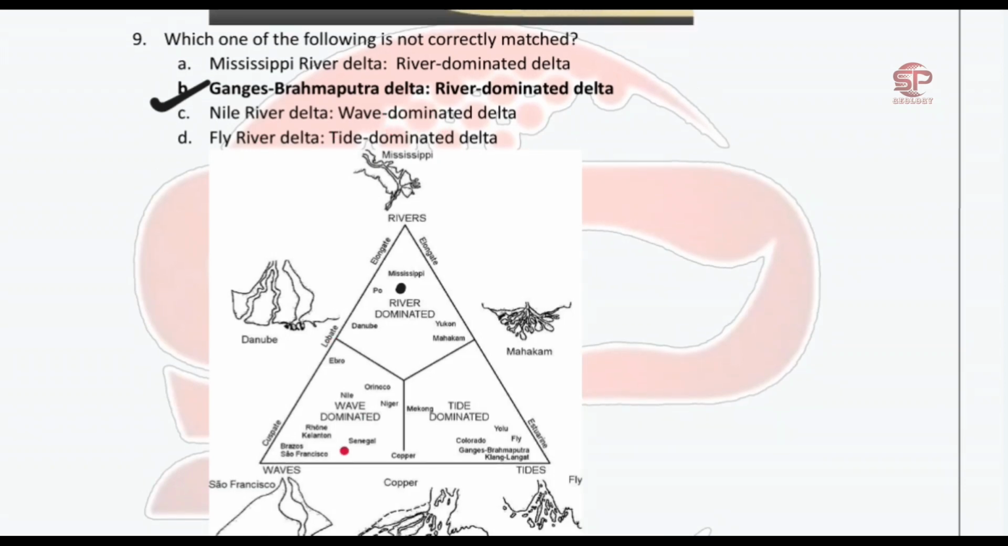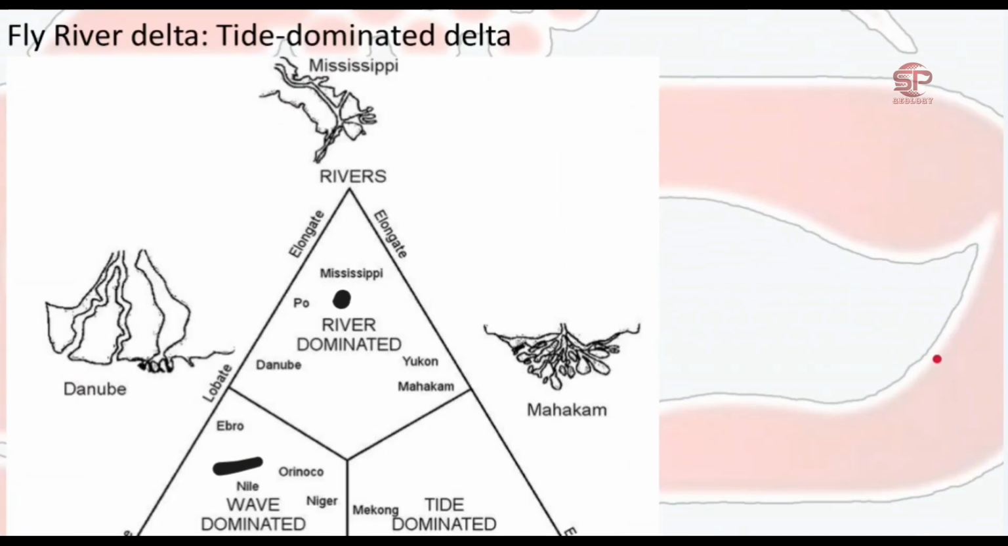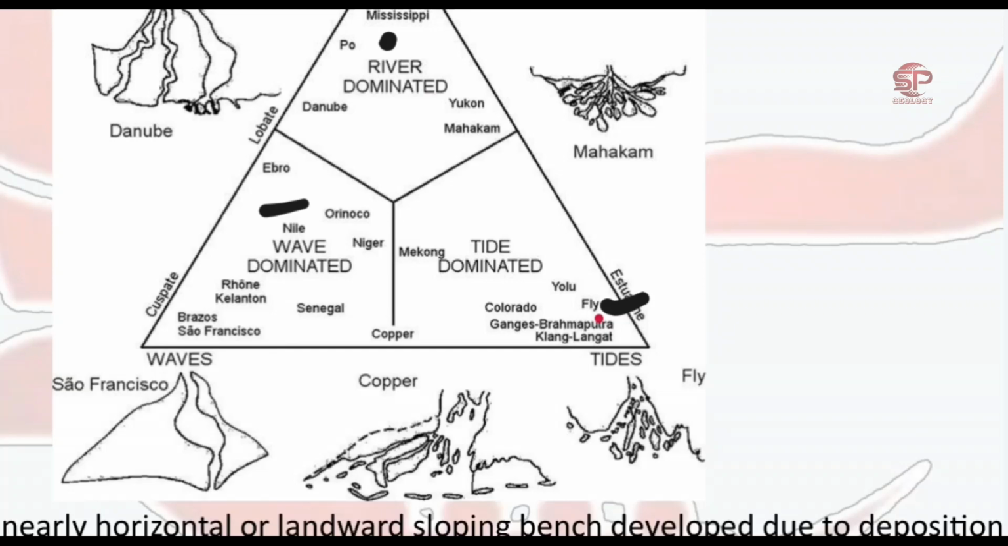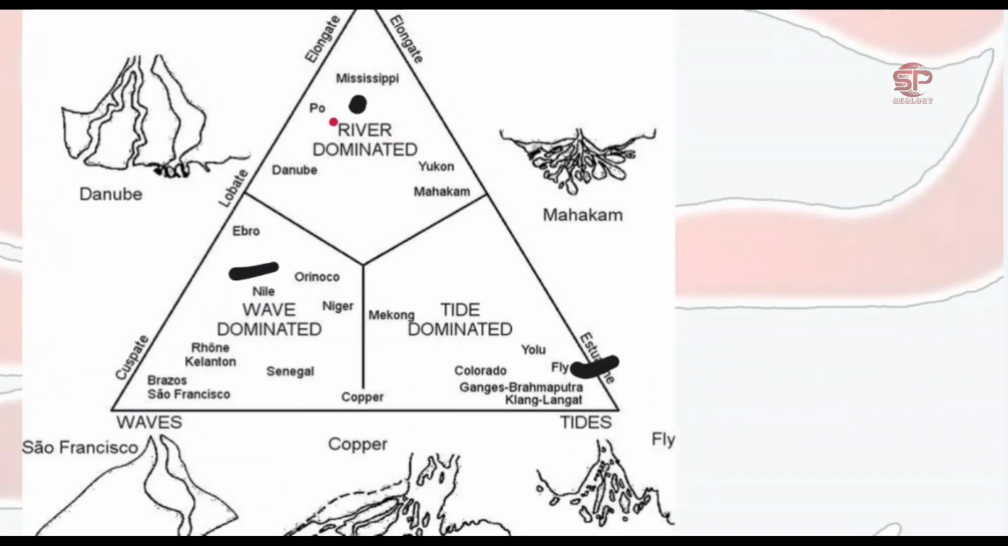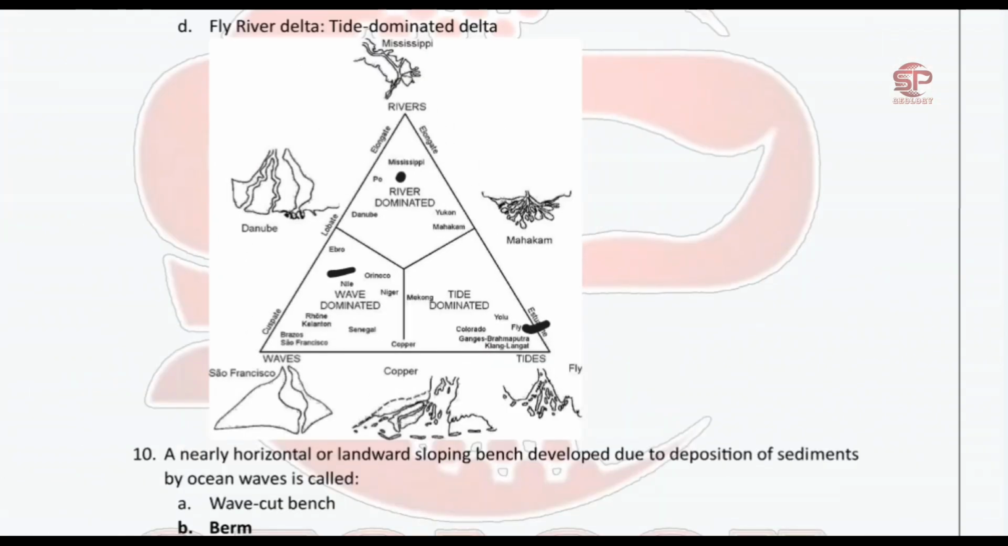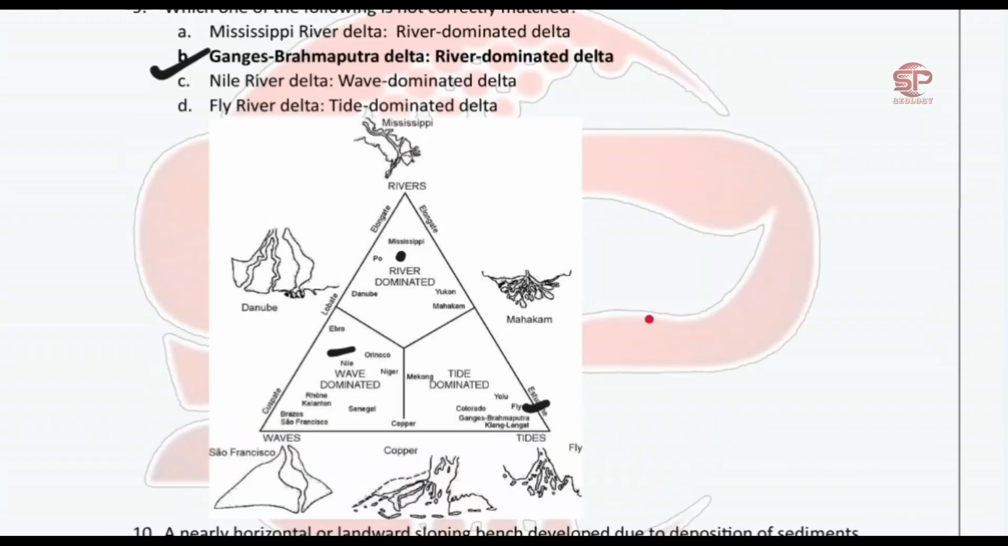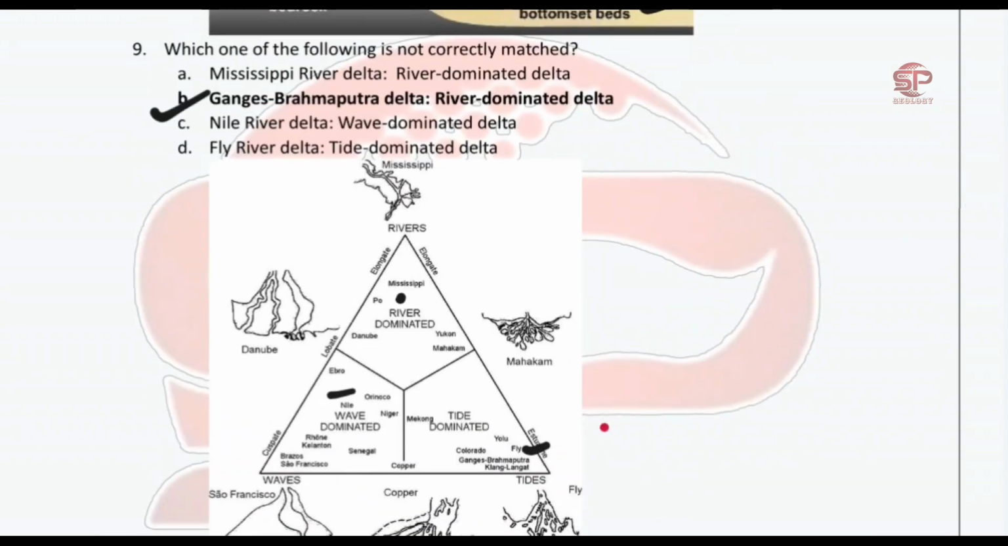And Nile also is wave dominated. You can see here is Nile. Then Fly River delta is also tide dominated. You can see here Fly. This is Fly, tide dominated. This is Nile, wave dominated. This is Mississippi, river dominated. And Ganga Brahmaputra is also tide dominated. So the answer will be for the Ganga Brahmaputra delta. It will be option B.